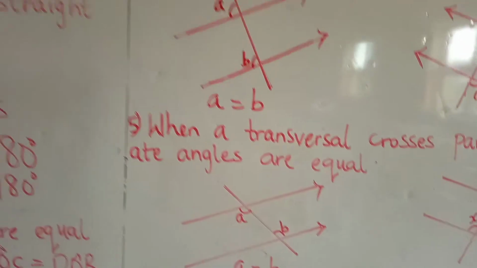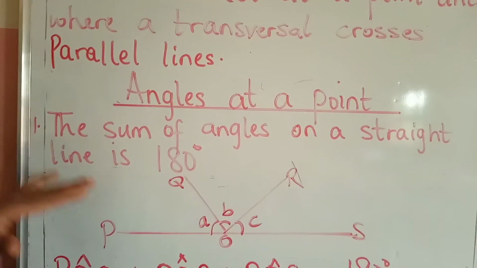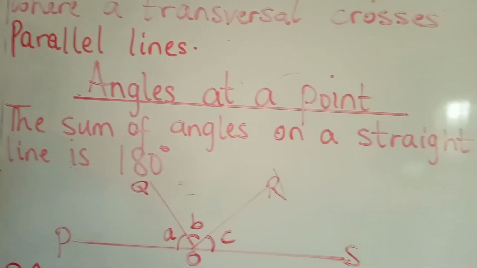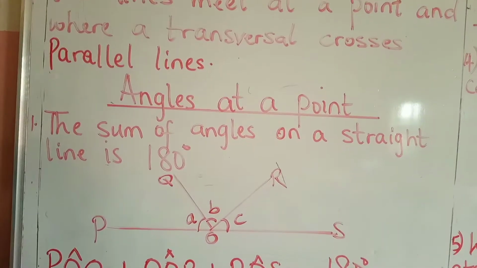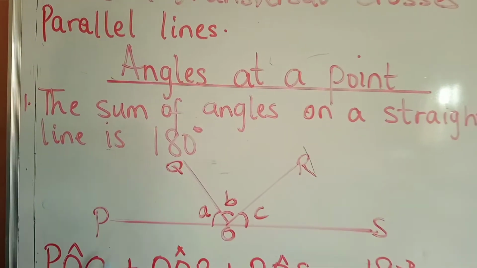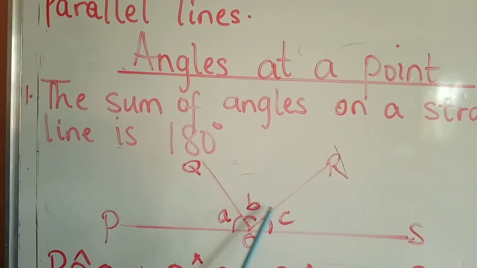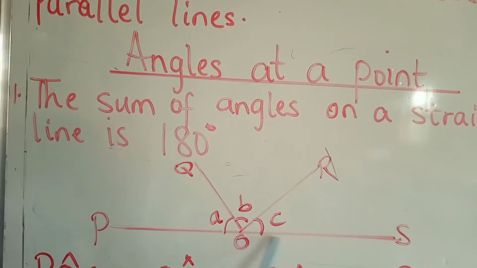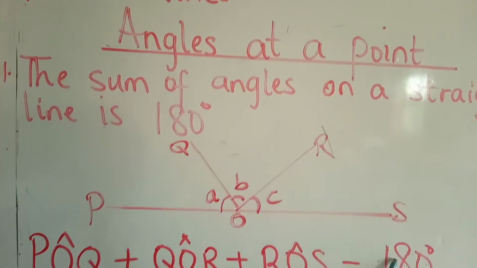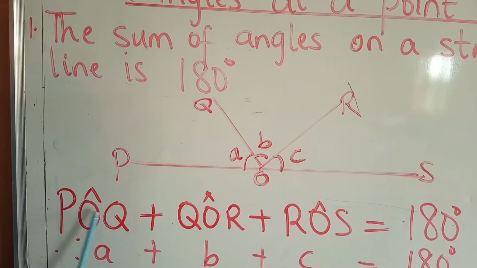Now let's go back to the angles at a point. In a mathematical rule that has to do with angles, we all know that the sum of angles on a straight line is always equal to 180 degrees. Just like we have this: we have angle A, angle B, angle C. Because all these angles lie on a straight line, they are all equal to 180 degrees.